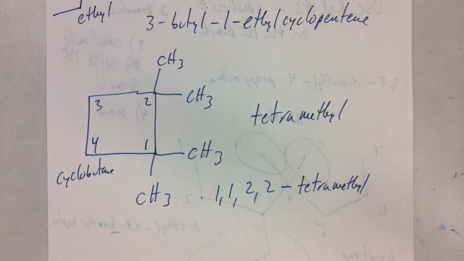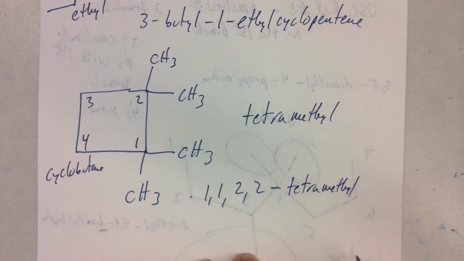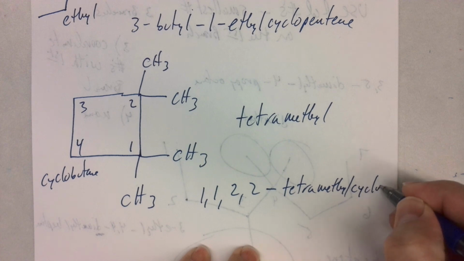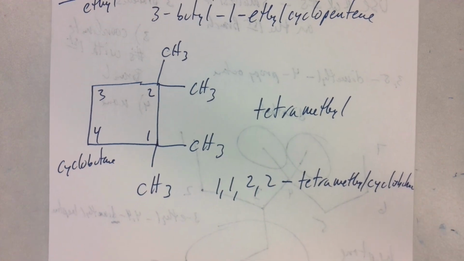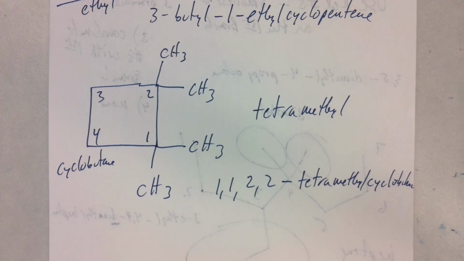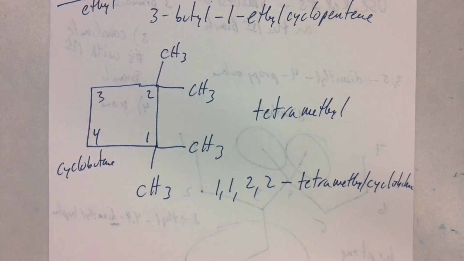Thank you. So 1, comma 1, comma 2, comma 2 dash tetramethyl cyclobutane. Just like that. Does that make sense? Yeah.